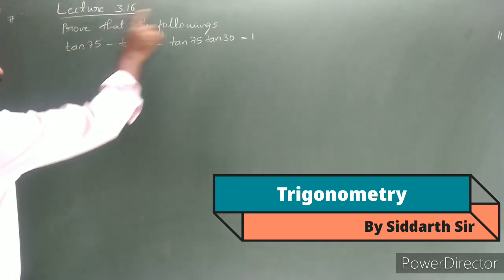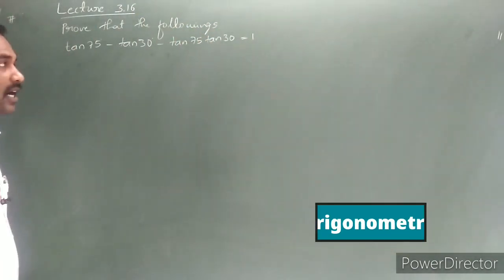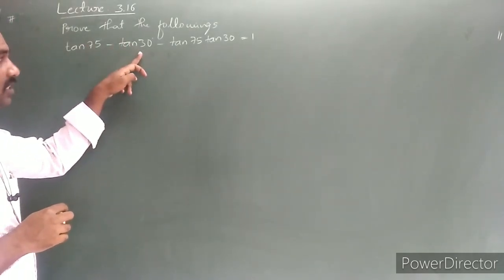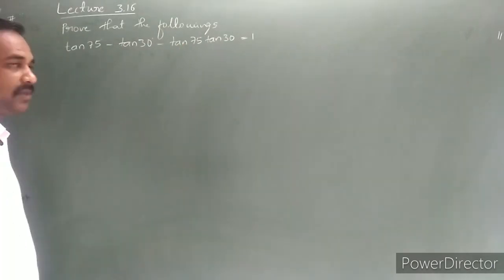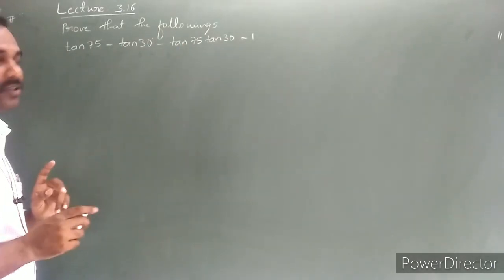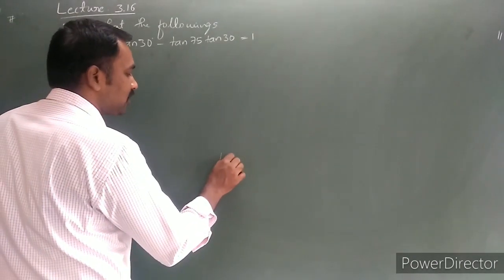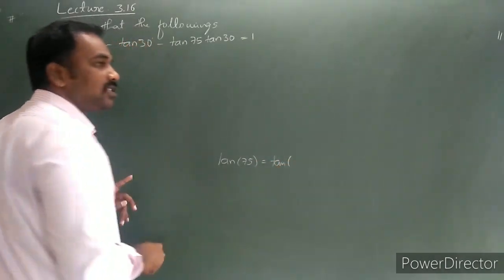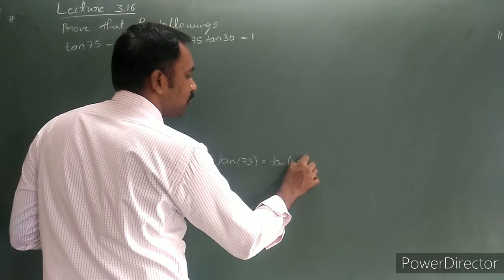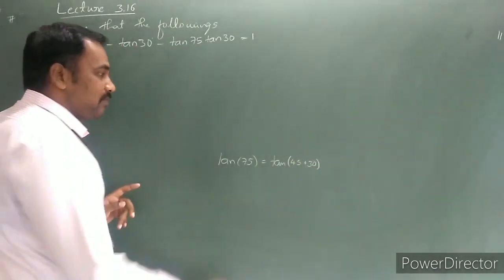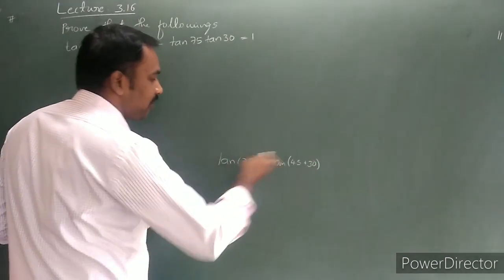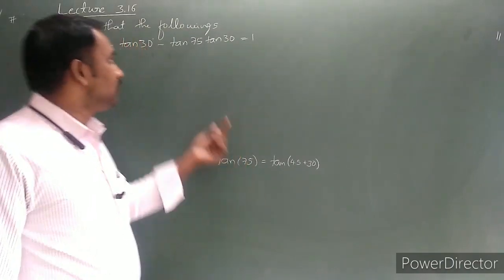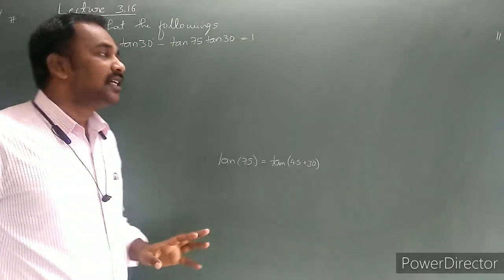The RHS value is 1. After simplification of the LHS value, we have to get the RHS value as 1. How to get it? Here, tan of 75 degrees, tan of 30 degrees. Tan 30 degree value we know, but 75 is not a standard angle. Still, we have found the tan of 75 value by preparing 75 as 45 plus 30. 45 is a standard angle, 30 is a standard angle. Simplifying, we got the tan of 75 degrees. Anyway, remember the tan of 75 degree value, just replace it, simplify, and we will get the RHS.